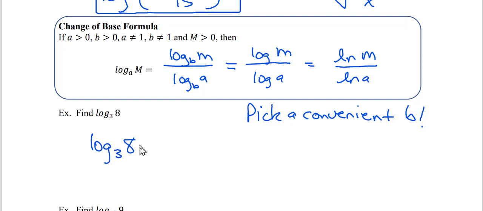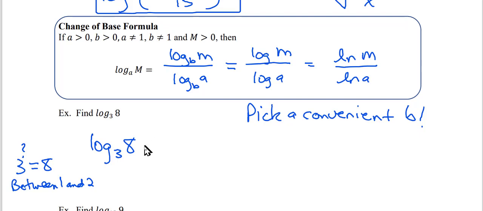Log base 3 of 8. Before we do this, I want to think about what this could be approximately. What integers would this be between? I'm asking myself 3 to what is equal to 8? It has to be between 1 and 2, right? Because 3 to the first would be 3. 3 squared would be 9. So it's going to be between 1 and 2, and probably closer to 2, because 8 is close to 9.